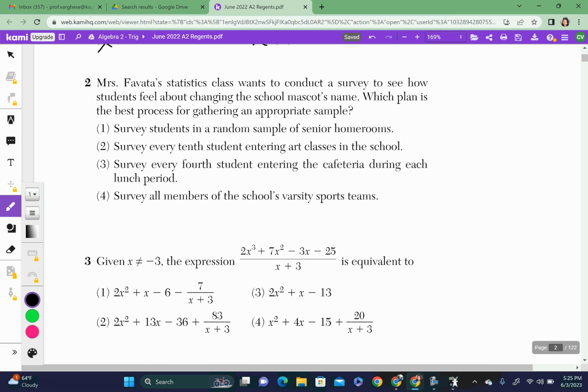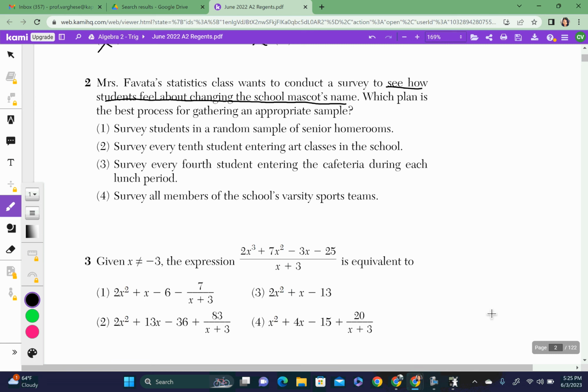All right, question number 2, not a calculator question, just talks a little bit about gathering an appropriate sample. So for this question, we're looking for which plan is the best process for gathering an appropriate sample, and they want to see how students feel about changing the school mascot's name. So you want to make sure that it is representative of everyone that this affects.